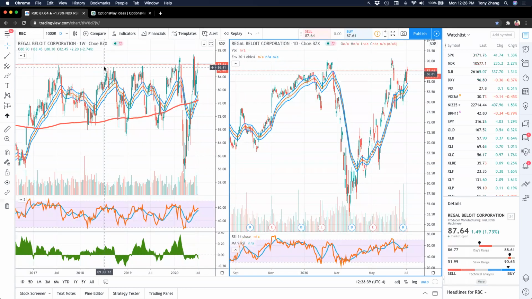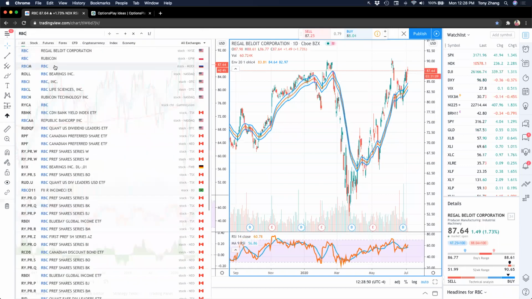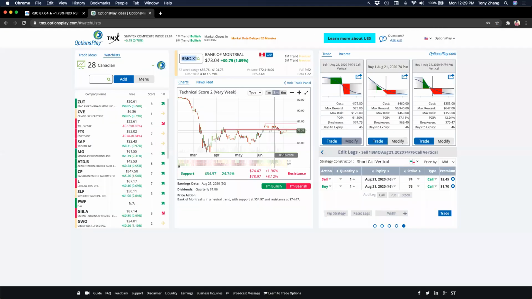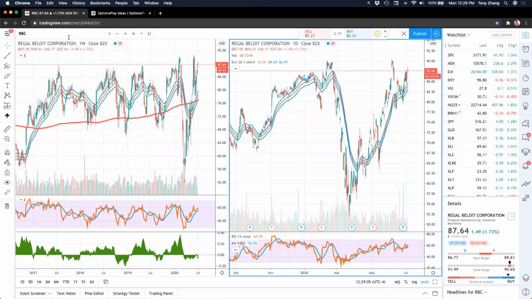RBC is certainly one of the strongest. Wait, whoops, this is not right. This is not it. One second. RBC. What is the symbol for RBC? Oh, whoops, RY.